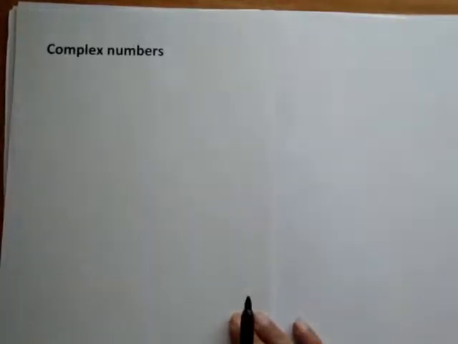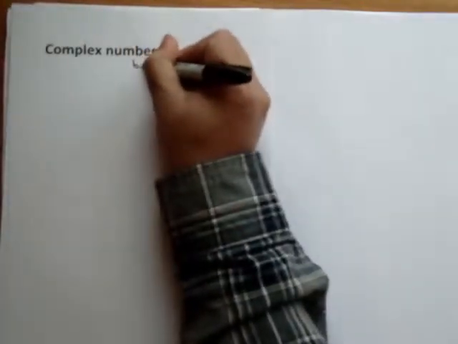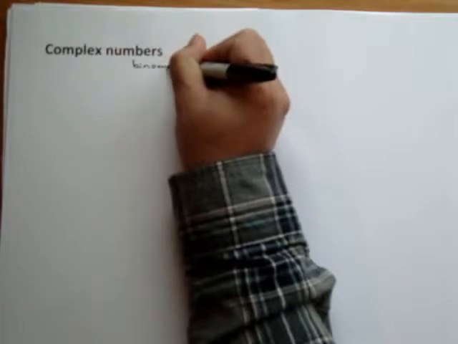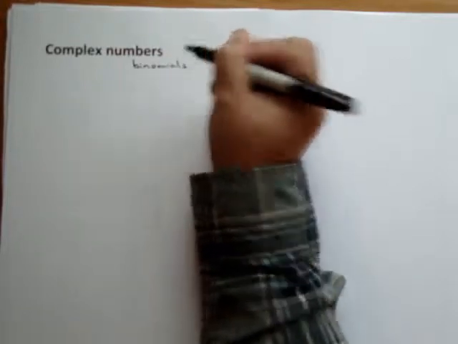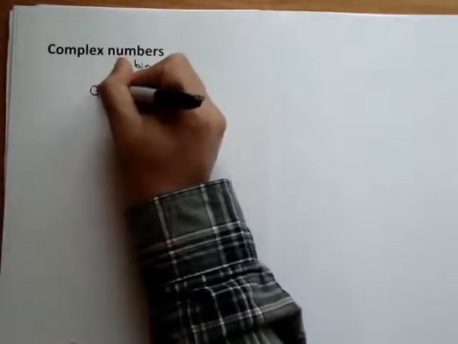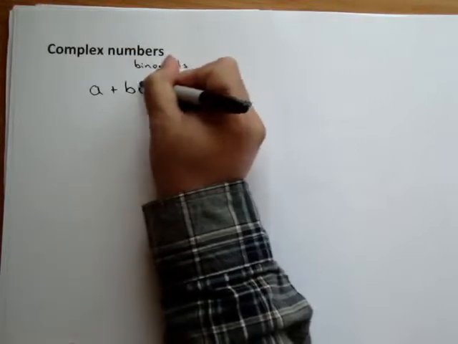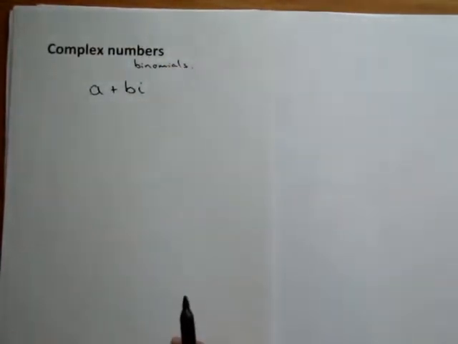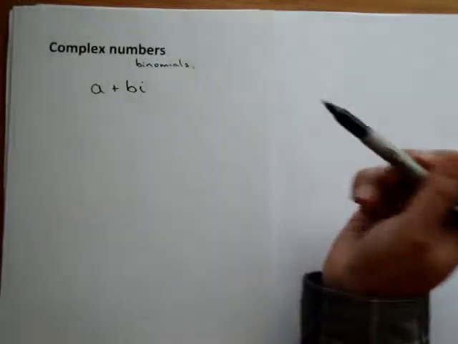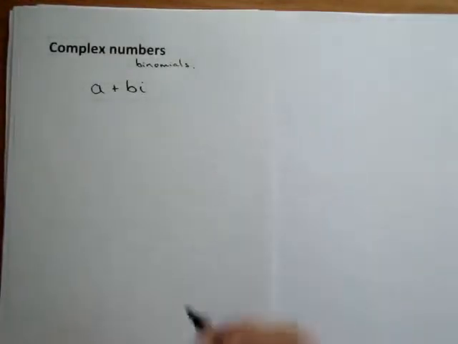Hi and welcome to this video on complex numbers. Essentially, complex numbers are binomials, and they're written in the form a plus bi. a and b are real numbers and i is the imaginary unit. So let's have a look at some properties of i.